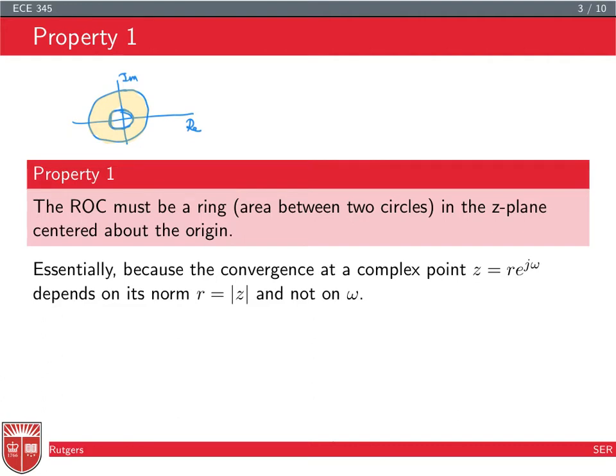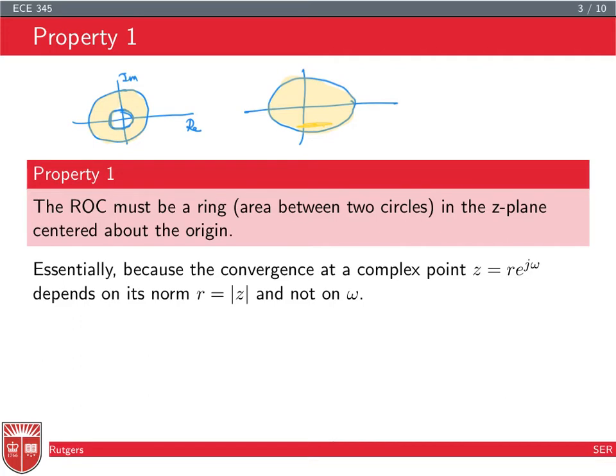Now, there are extreme cases, or corner cases, where the inner circle is the origin. So this case would look something like this. So again, the inner circle is the origin, and I just have an outer circle. So here the ROC would be the interior of this circle. And if you remember, this exactly corresponds to the ROC of a left-sided signal.